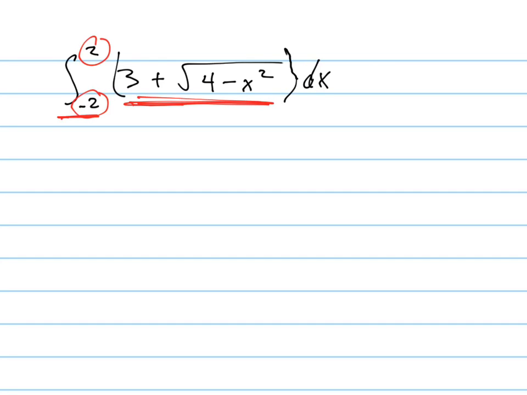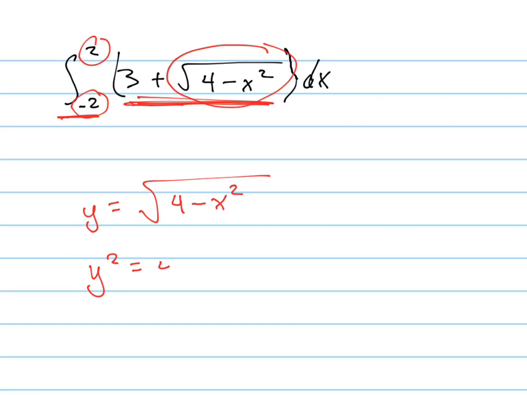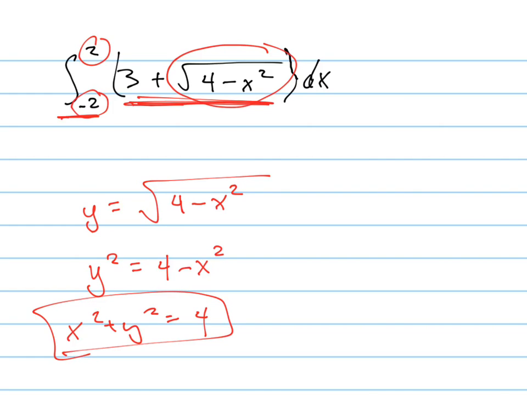And hopefully you recognize right away that if you pulled this thing out, the square root of 4 minus x squared, if I said y equals that, if I squared both sides, I would get y squared equals 4 minus x squared, which looks a lot like a what? X squared plus y squared equals 4. Yes. Which is a what? Semicircle. That's a circle. That would be a circle centered at 0, 0 with a radius of 2.